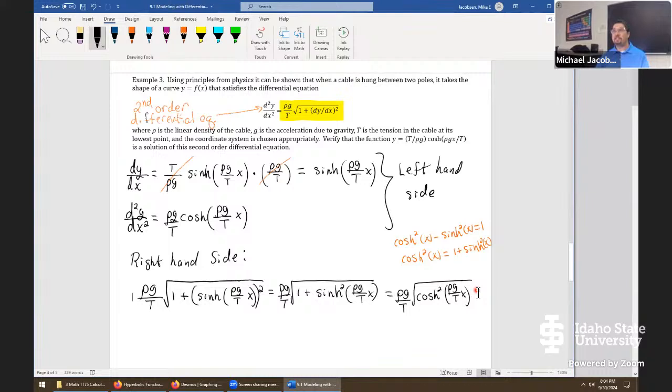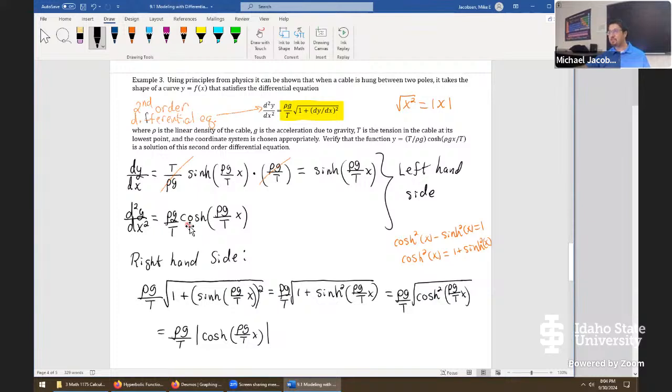Next problem we have is we're constrained by algebra that says with definitiveness that the square root of x squared is the absolute value of x. The power 2 doesn't just cancel out. We need to know more about the function. So let's take an extra step here and call this rho g divided by t, absolute value of cosh rho g divided by t x.